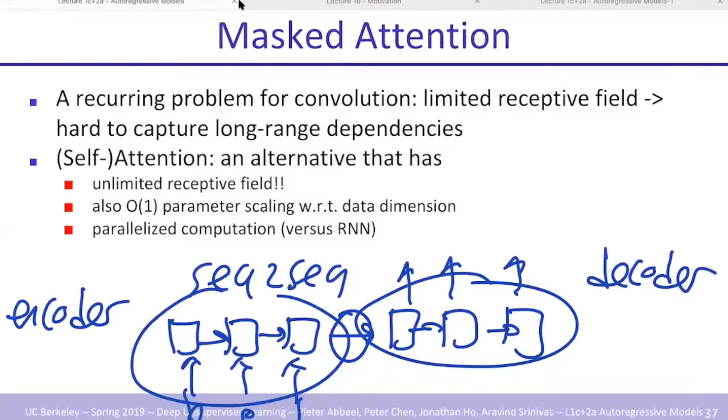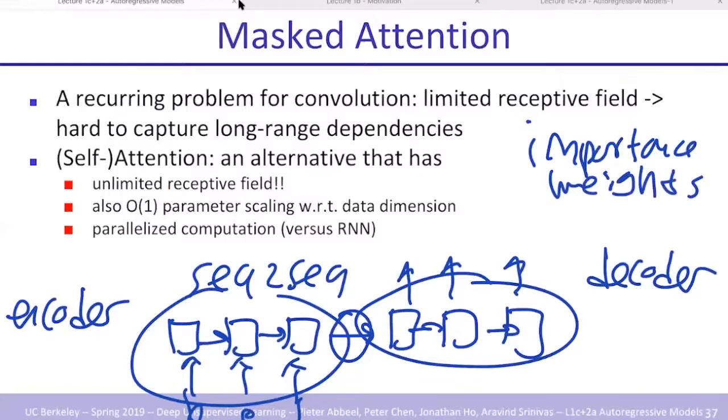So one solution to this was the attention idea. The central idea of attention is the idea of importance weights. So what happens over here is that every time you get your vector over here, you get your vector.